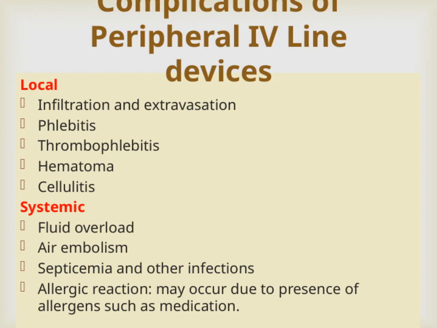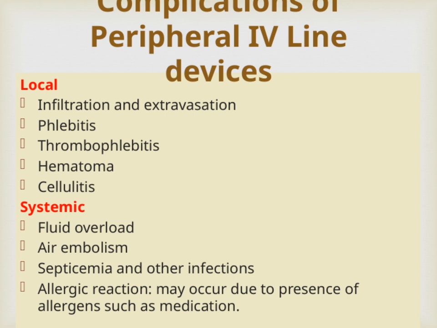Now, let's talk about some of the complications that can arise with peripheral IV line devices. These complications can be categorized into local and systemic issues. On the local side, we often see infiltration and extravasation, which happen when the IV fluid leaks into the surrounding tissue instead of going into the vein. This can cause swelling and discomfort.